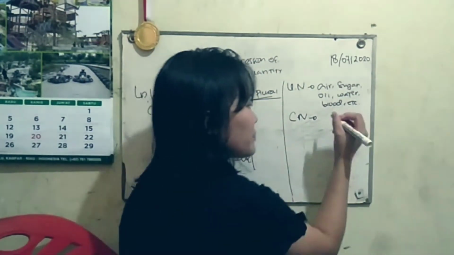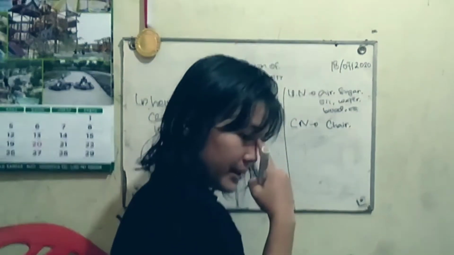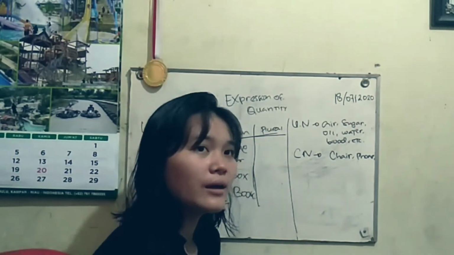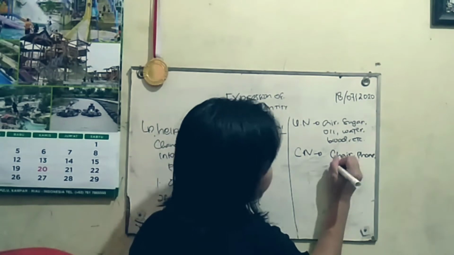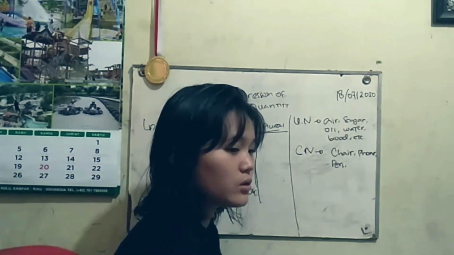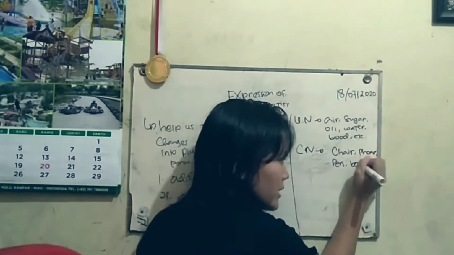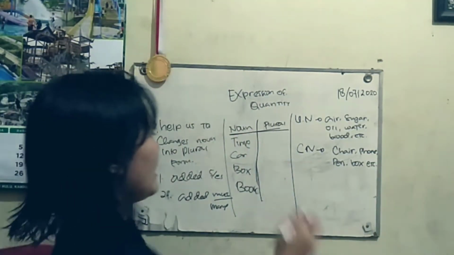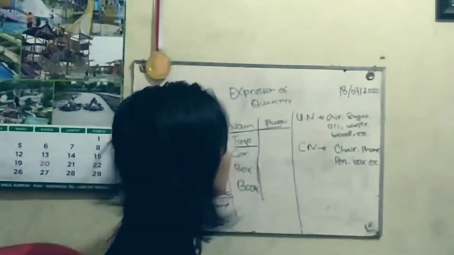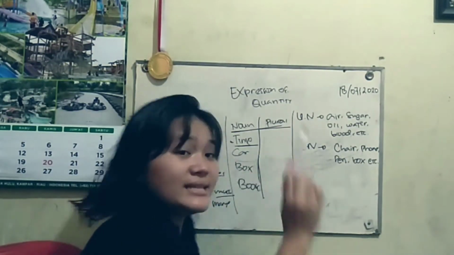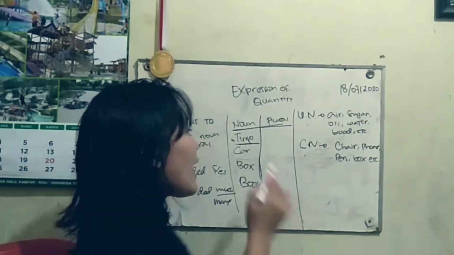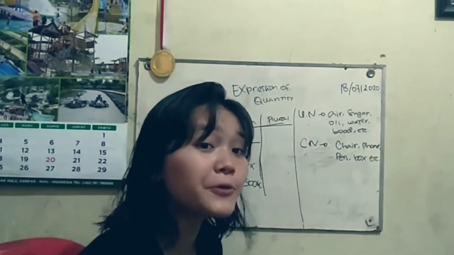For example, chair, pond, and then box and etc. Now, time. What kind of noun do you think this noun is? Is it uncountable noun or countable noun? Yes, it's uncountable noun. So, what is the plural form of time?